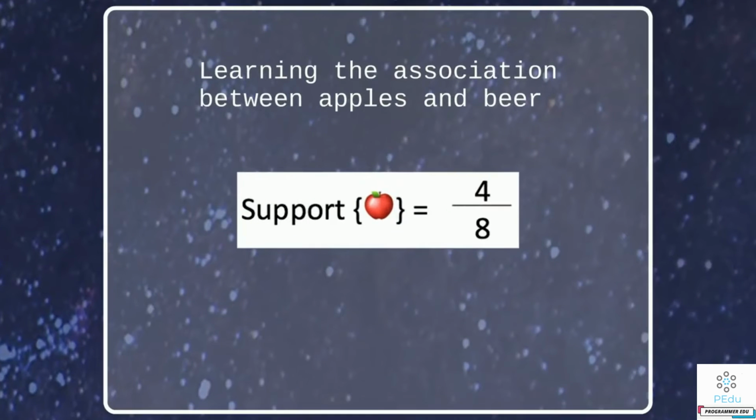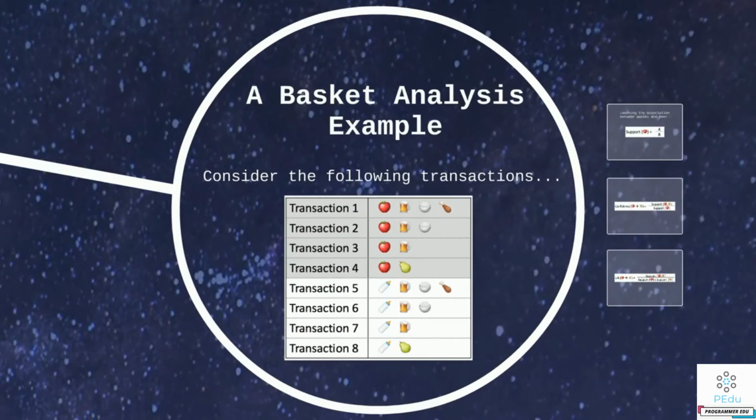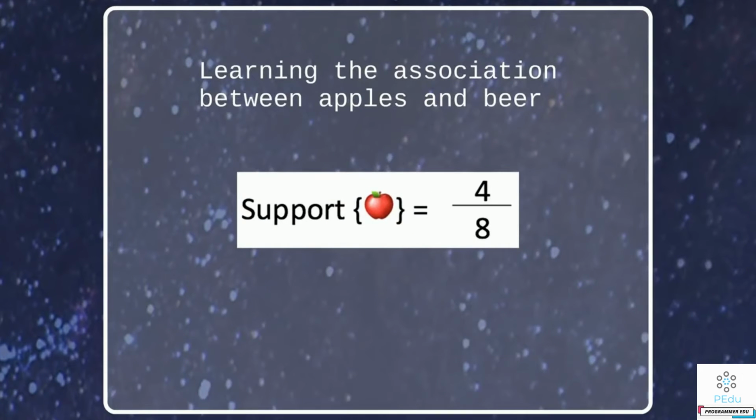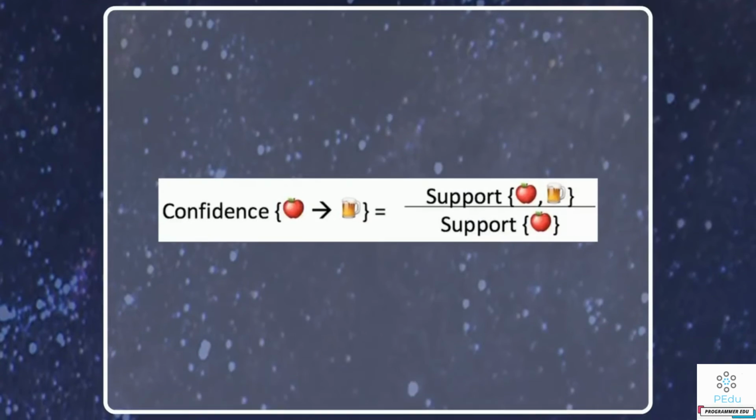So we're going to start with the support, and this is going to be the first step in learning the association between apples and beer. The support is simply going to be, for apples, the probability of apples. There were, if we look back, 4 transactions out of a total of 8 where we got apples. So this is just going to be a support of 0.5. 0.5 is fairly significant, so we're going to go ahead and say that there is statistical significance behind this, so it's worth pursuing. And then we move to the confidence.